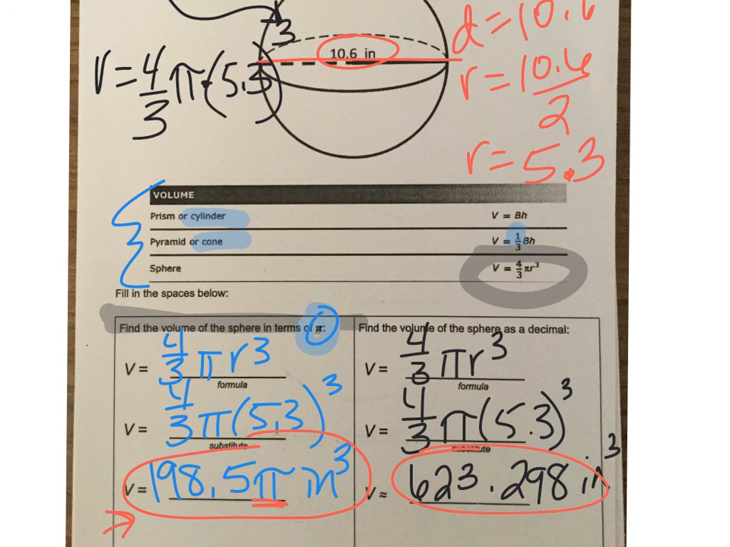Okay, all right, so remember, use a radius, not a diameter. And make sure you are doing the third power, not squared. And don't forget this 4/3 times pi. Like a lot of people forget that this means multiply. So use a multiplication sign.